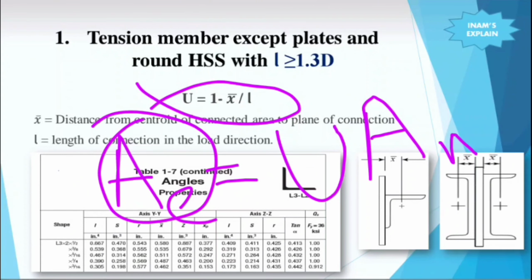So this was today's lecture. We covered only one category for finding U. In the next lecture we will cover the remaining 4 categories for finding U.